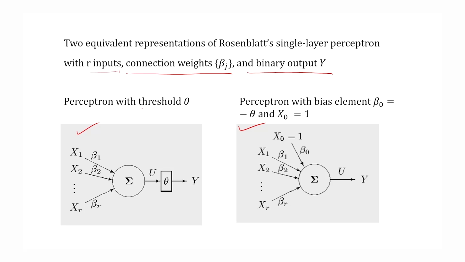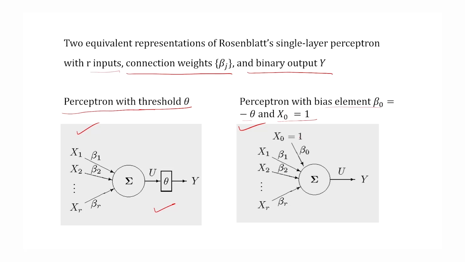So, if we are using the threshold theta, then the perceptron with threshold theta is this. You have input variables x 1, x 2, x r, then you have connection weights beta 1, beta 2, and so on beta r. You take summation beta j x j, which gives you u, and then you are using this threshold value theta, and ultimately you get y.